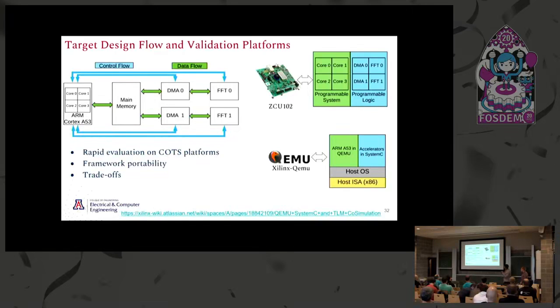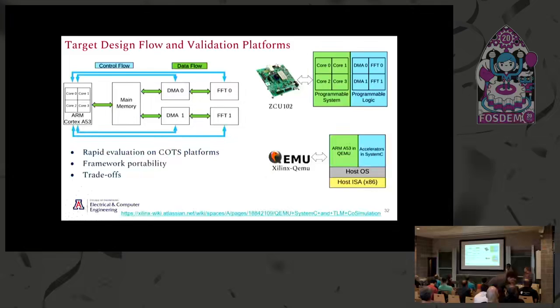And this particular target DSSoC is composed of a quad-core ARM processor and 2 FFT accelerators. These FFT accelerators communicate with main memory using DMA IPs, and these IPs are mainly used for bulk data transfer. And we have this ARM processor, which uses a memory-mapped interface to configure our accelerators and IPs.